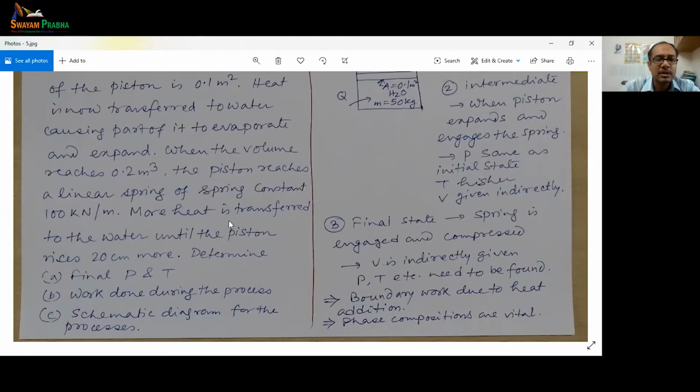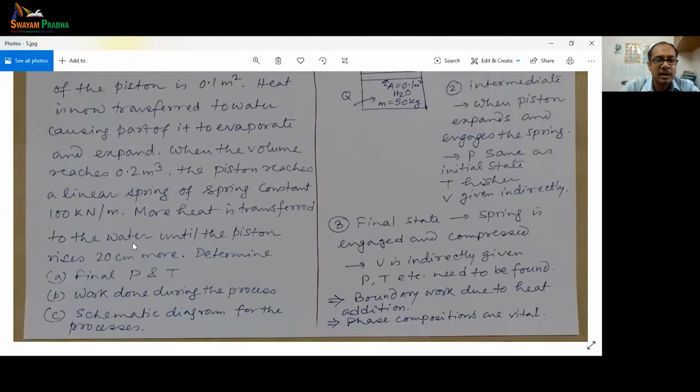Now more heat is transferred to the water until the piston rises 20 centimeter more. So from the point of contact with the piston, if you heat it further, the water vapor will expand further, and the piston will rise 20 centimeter more. Now for this whole process, you have to find what is the final pressure and temperature. That's the first thing you have to find.